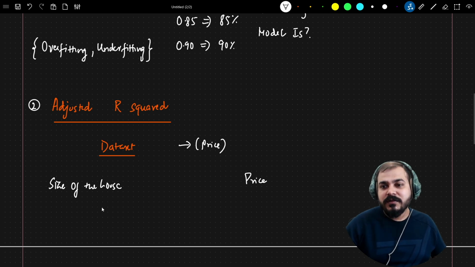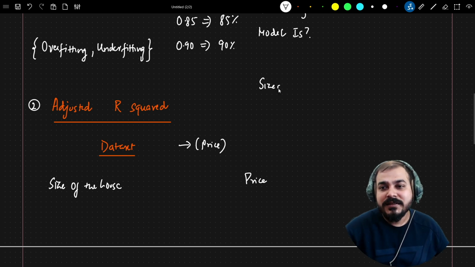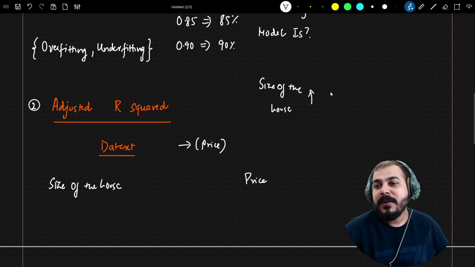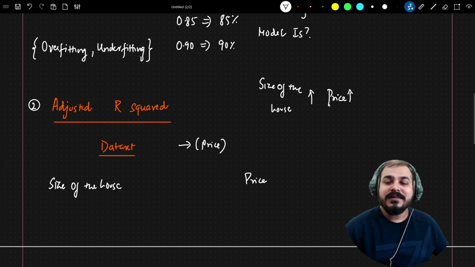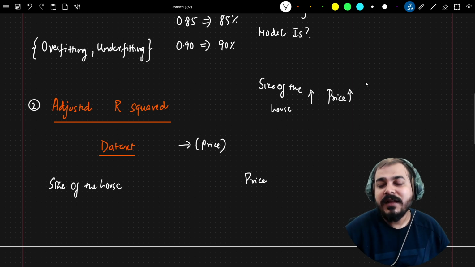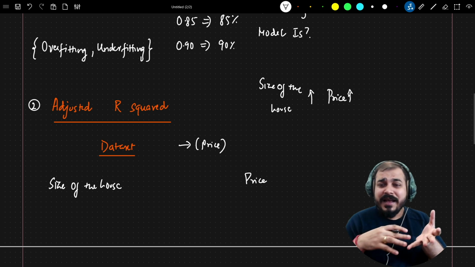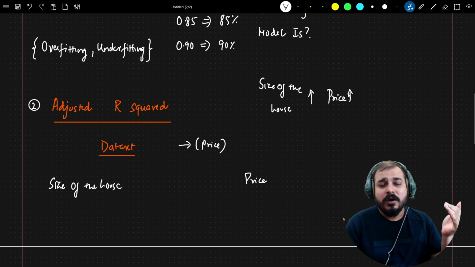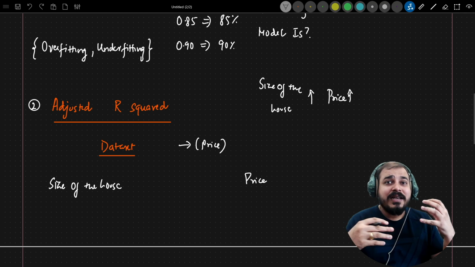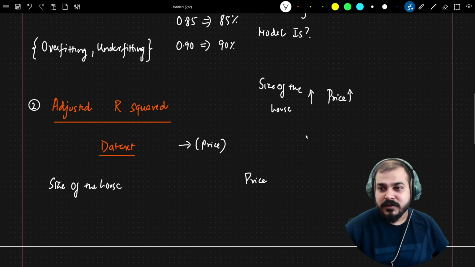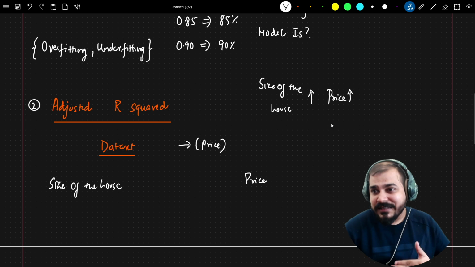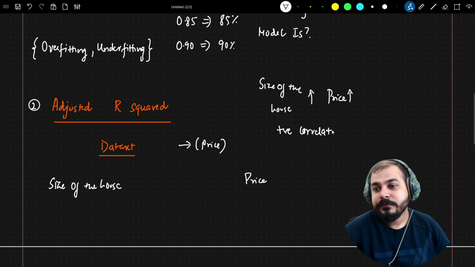Now suppose I have the size of the house and the price of the house. As we know, as the size of the house increases, my price is also going to increase. So there is a direct correlation between size of the house and price of the house. This usually happens in any state or region where you are staying. As the size increases, the price also increases, and when the size decreases, the price also decreases. So here we find a positive correlation, a good positive correlation.